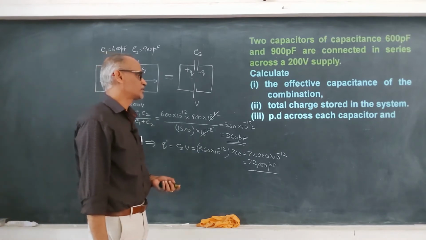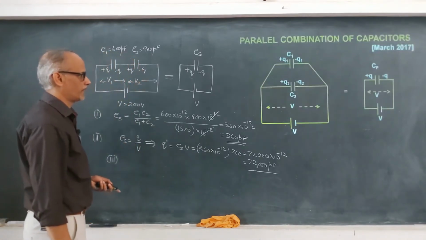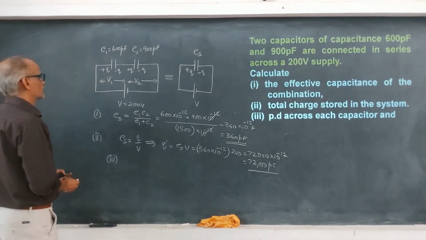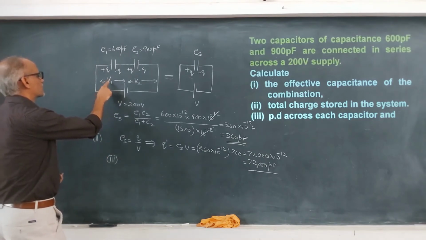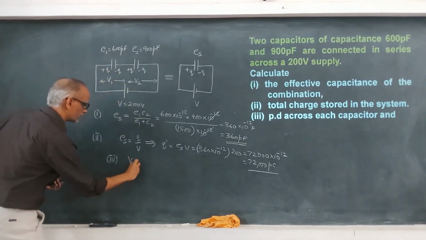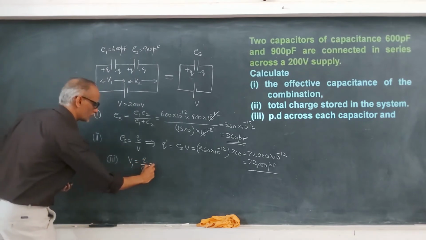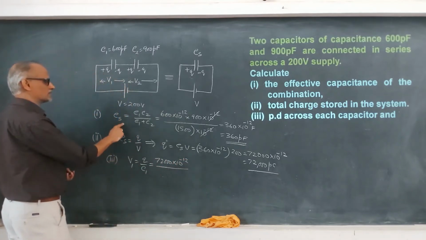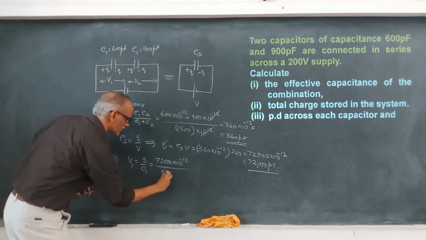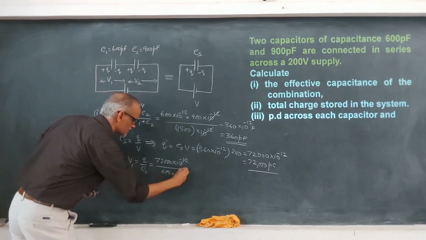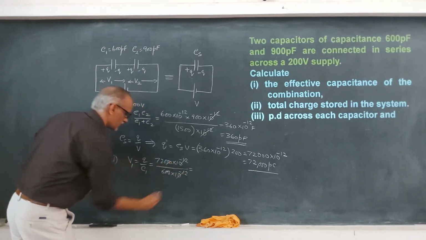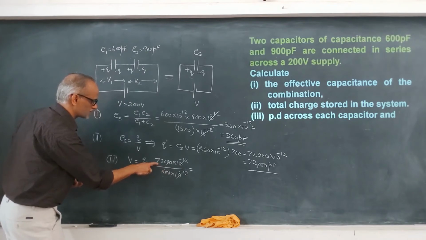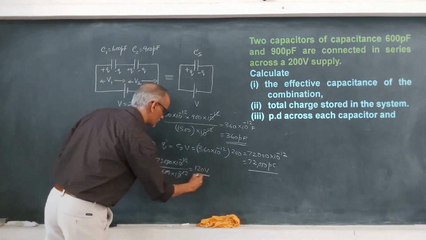Potential difference across each capacitor. So what is the potential difference across each? V1 is equal to Q by C1. Q is 72,000 pico, 10 to the power minus 12, by C1, which is 600 pico, again 10 to the power minus 12. So this will get cancelled, two zeros will get cancelled here, and then 12 sixes are 72, so we get 120 volt.